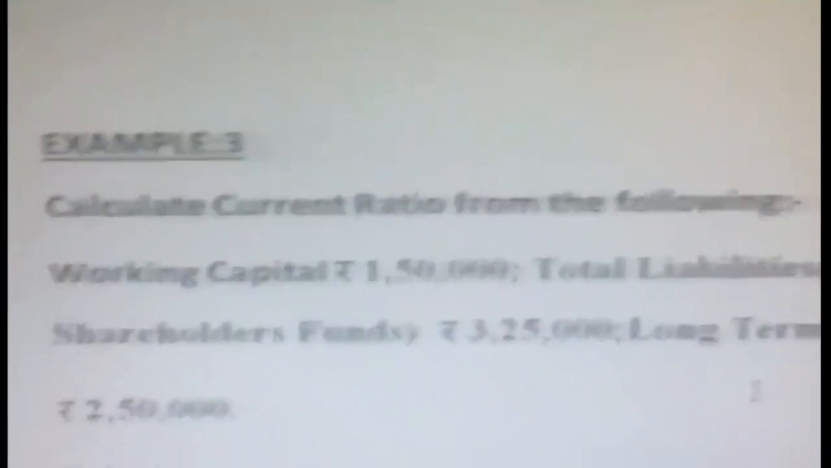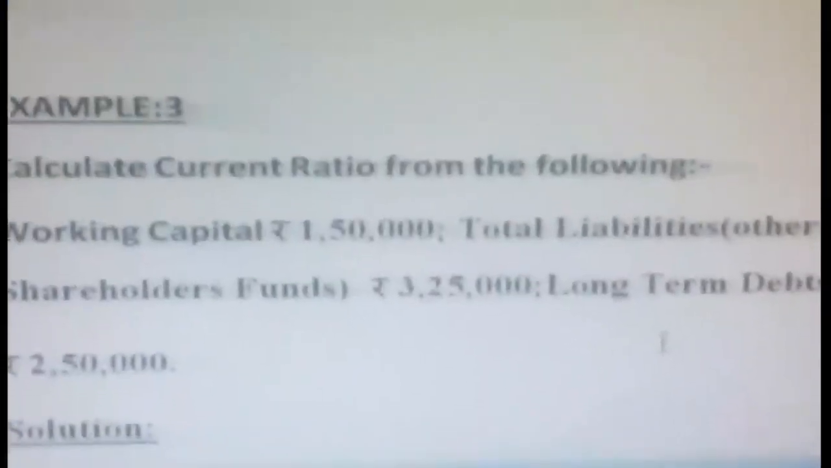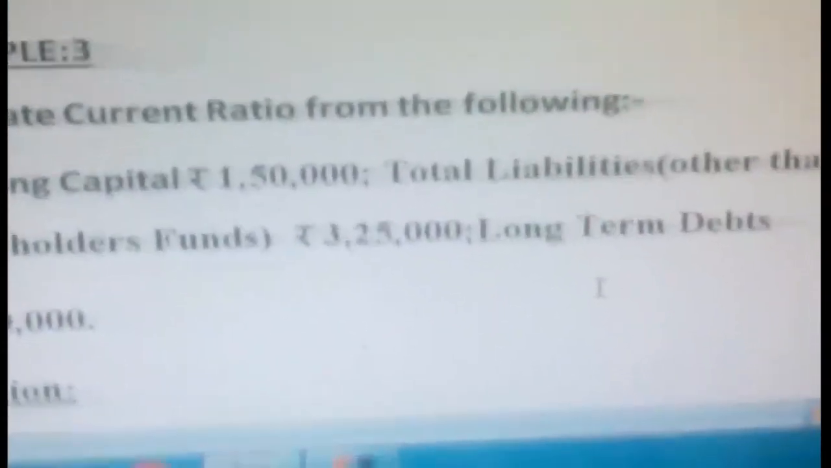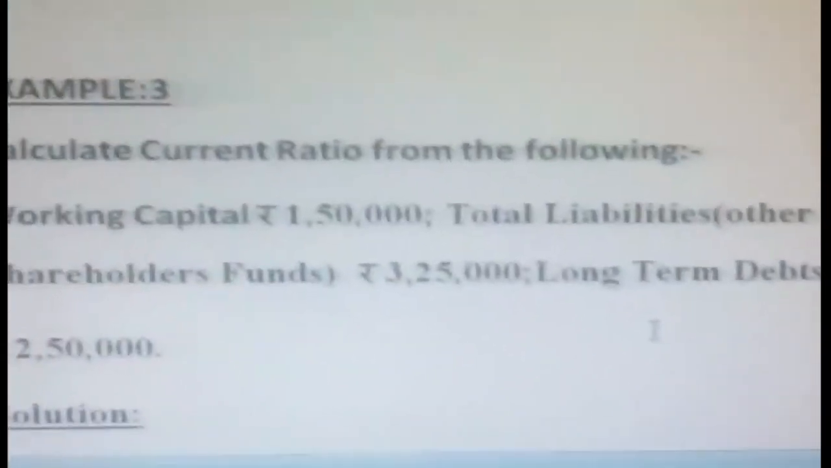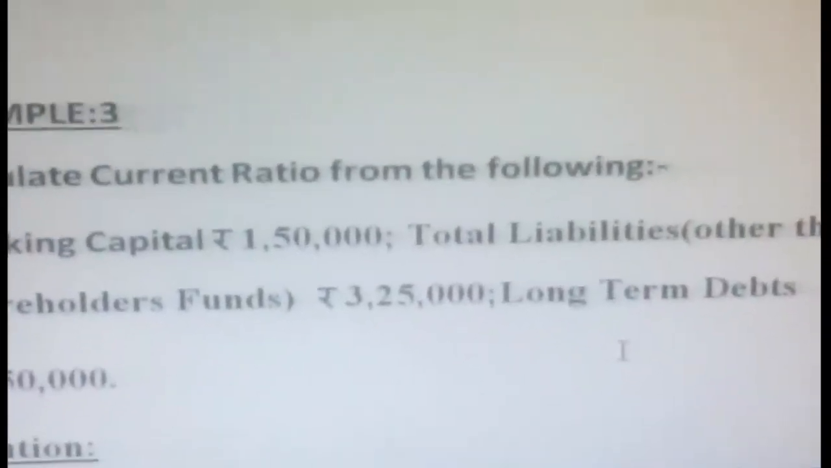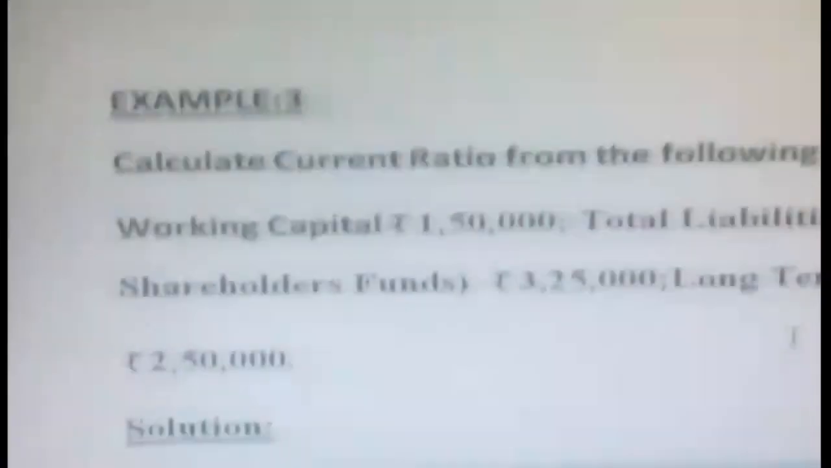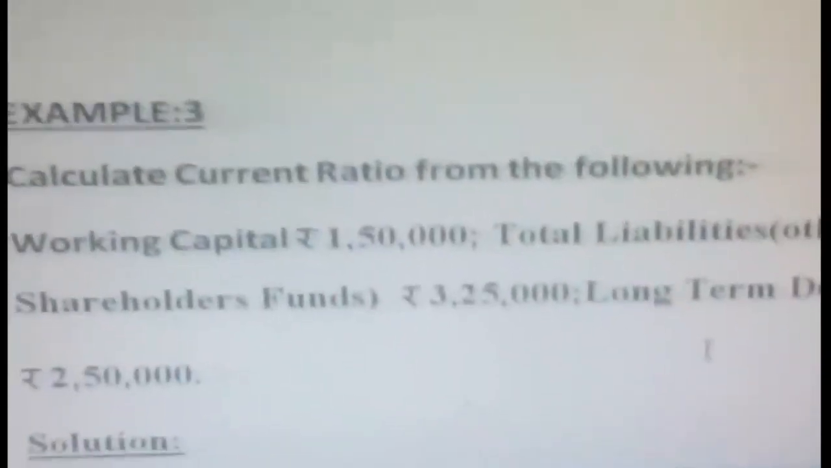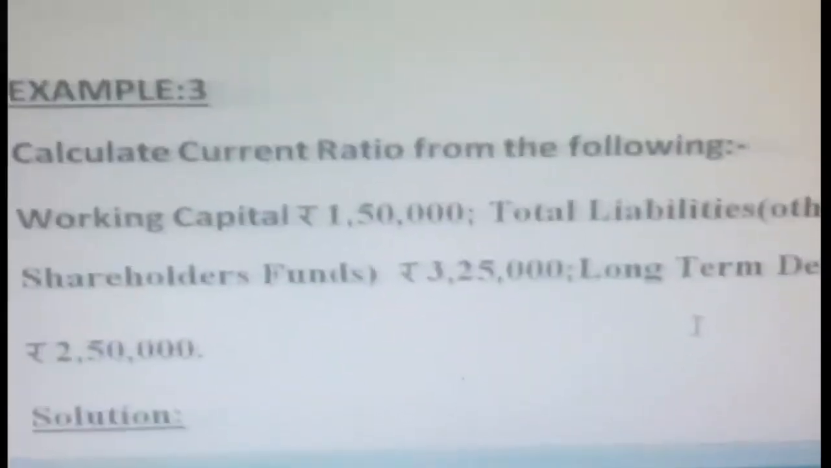Okay, current ratio. So let's calculate another example. Calculate current ratio from the following. Here they have given working capital 1,50,000. Total liabilities other than shareholders fund, they said, except shareholders fund, 3,25,000. The long term debts they have given 2,50,000. Now from the available information, how to do it? Based on the information only we can pick up the information.